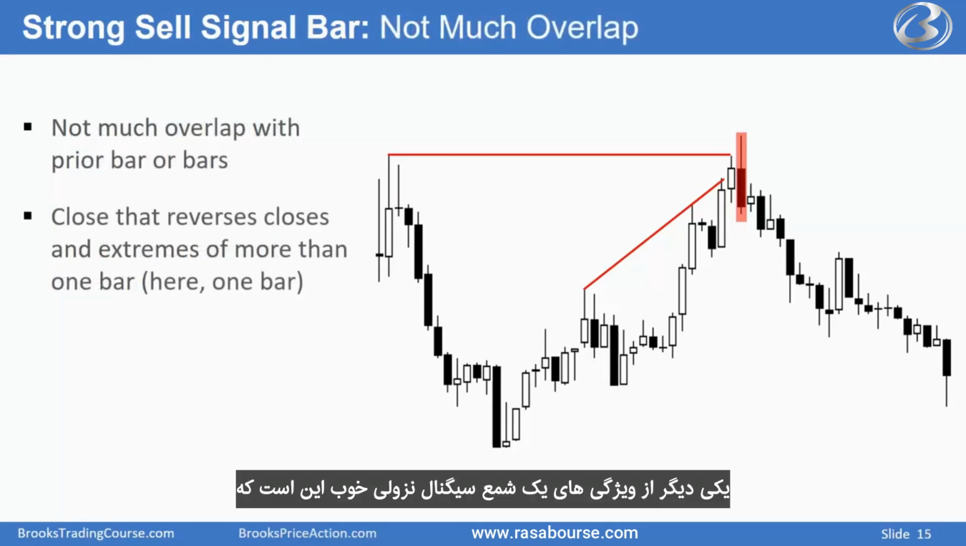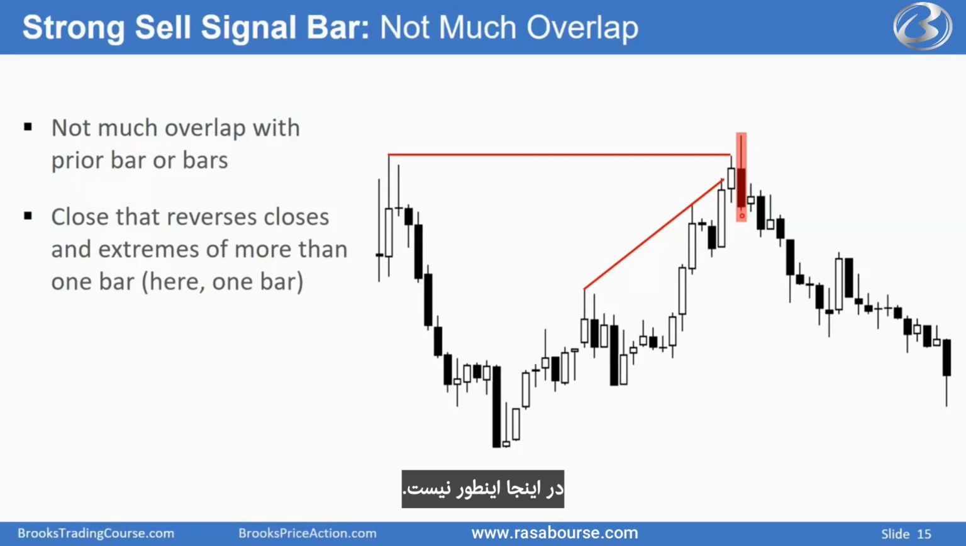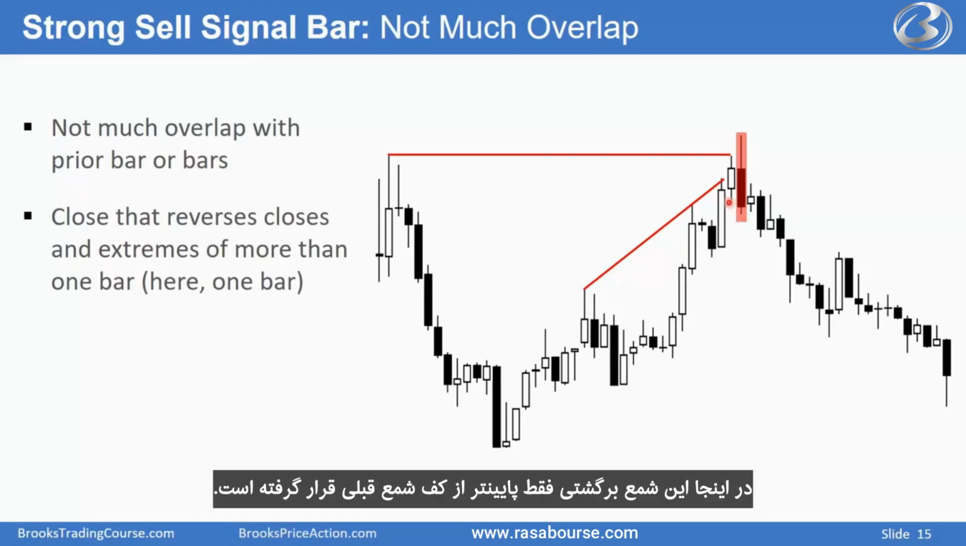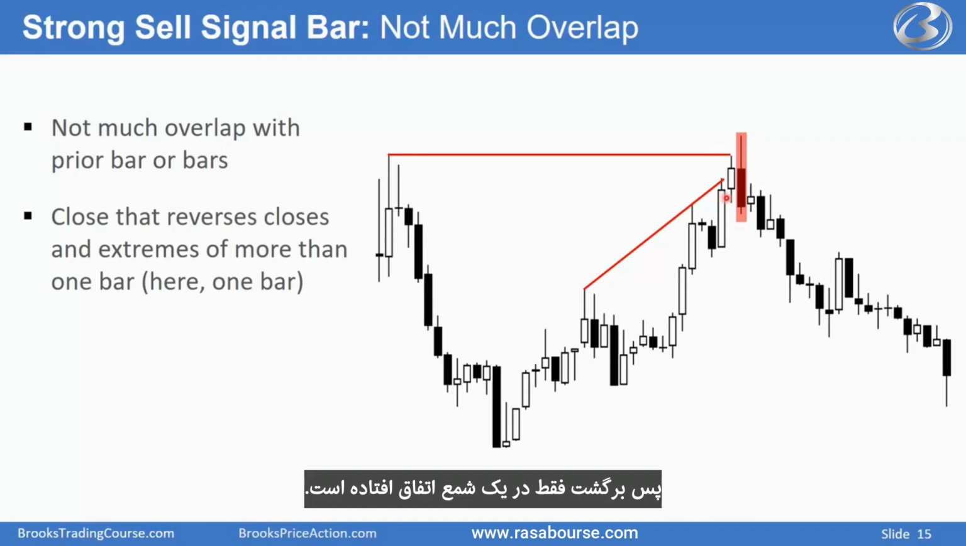Another thing that I always like to see is a close that reverses the closes and lows of many other bars. And that's not the case here. This close just reversed the low of this bar. We closed below that low, just reversing 1 bar. But sometimes you'll get a signal bar that reverses the prior 10 or 15 bars.